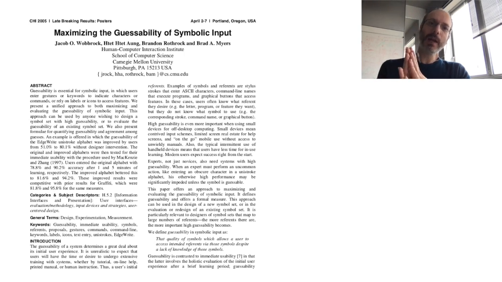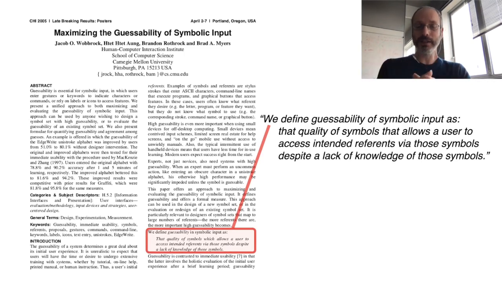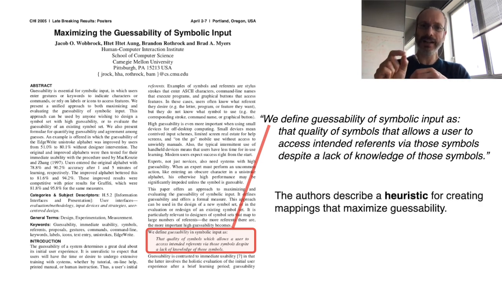Guessability was described back in 2005 by Wobbrock and colleagues. We can express it as a probability. The probability that a novice user will be able to guess and perform a correct gesture to activate a referent without prior learning. The authors also describe a heuristic for creating mappings that maximize guessability, and many later studies have used this heuristic. Unfortunately, the method has evolved very little since then.